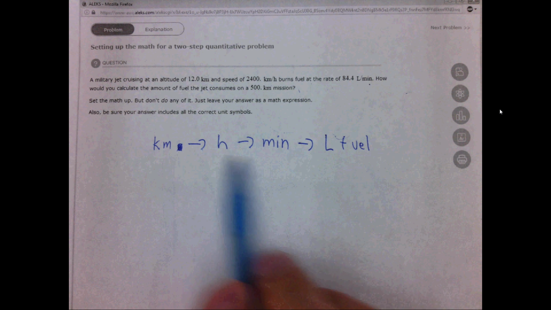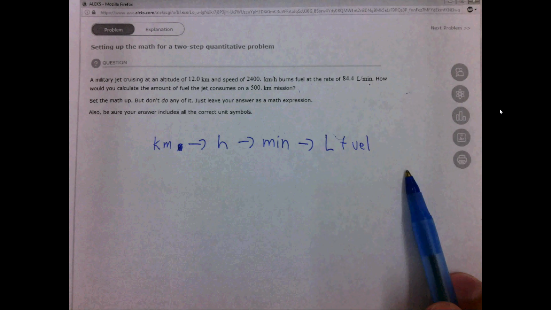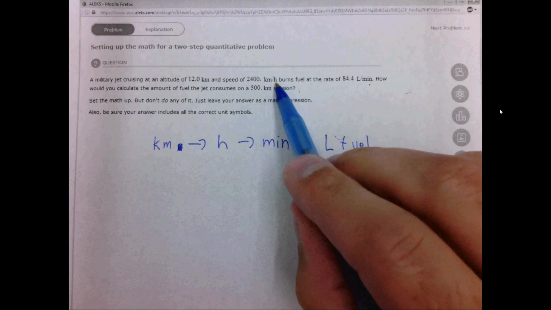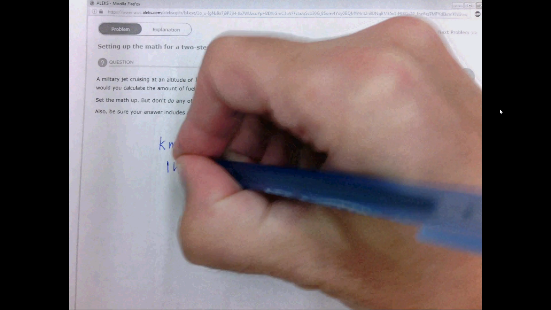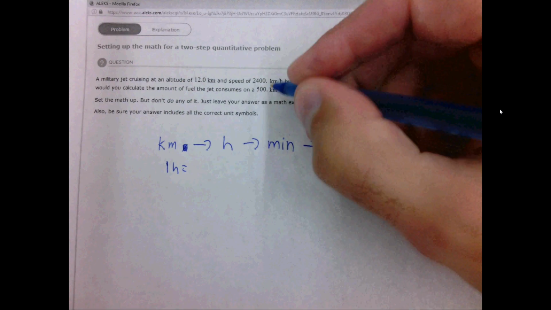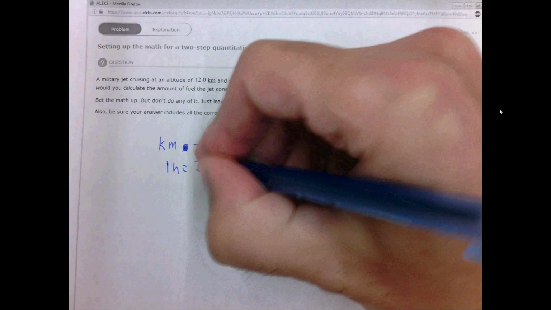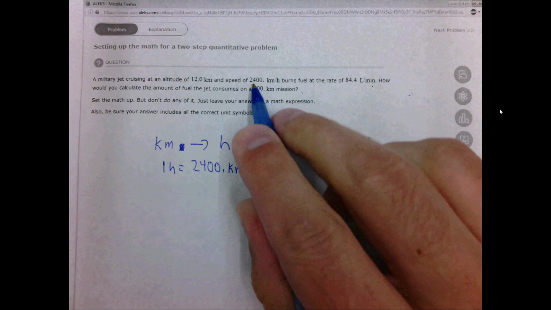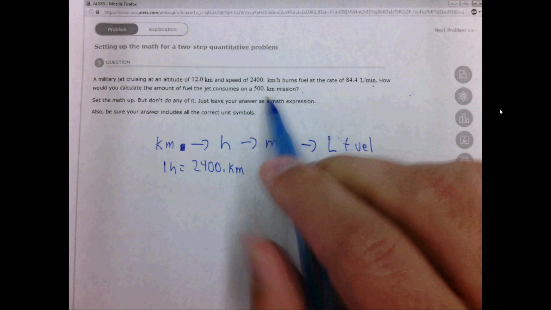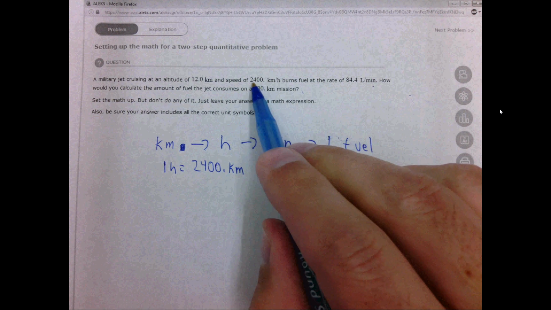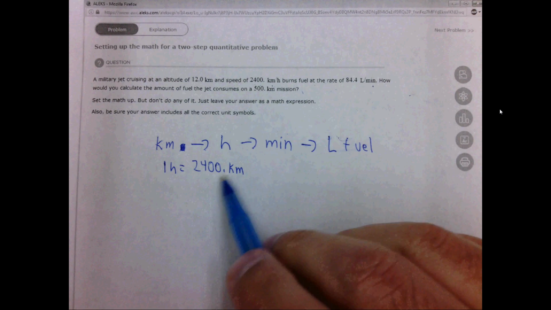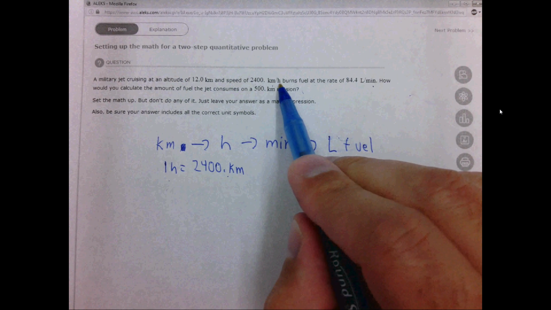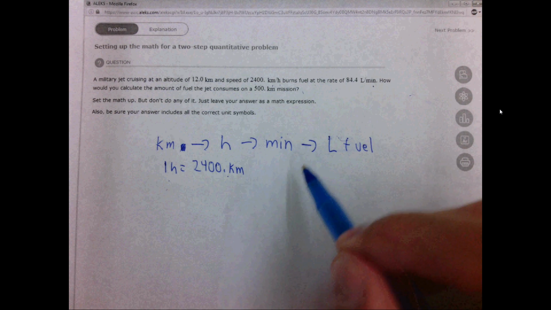In order to do each of these conversions, we need an equality. Well, we have an equality between kilometers and hours. In 1 hour, this jet will go 2,400 kilometers because it moves at 2,400 kilometers an hour. Said another way, the unit on the top, 2,400 kilometers, equals 1 hour. One of the unit on the bottom because it's per 1 hour or per hour.